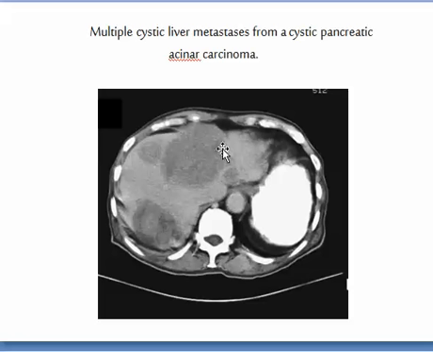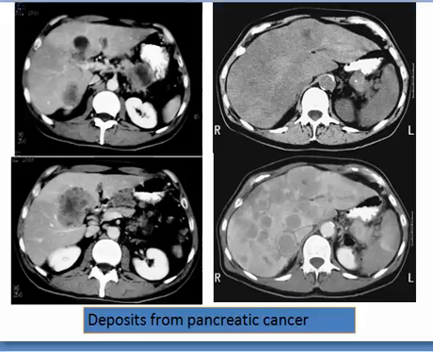Multiple cystic metastasis, and here the lesion is pancreatic acinar carcinoma. This is not related to leukemia, this is general. Multiple cystic liver metastasis can appear as hypointense large masses from cystic pancreatic acinar tumors, malignant tumors.